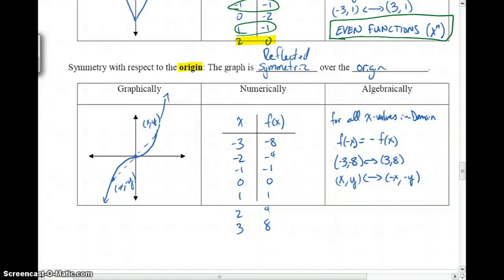We have a special name for this. We call them odd functions because functions f of x equals x to the n when n is odd, again, are going to have origin symmetry. Alright, so that's our symmetry lesson.